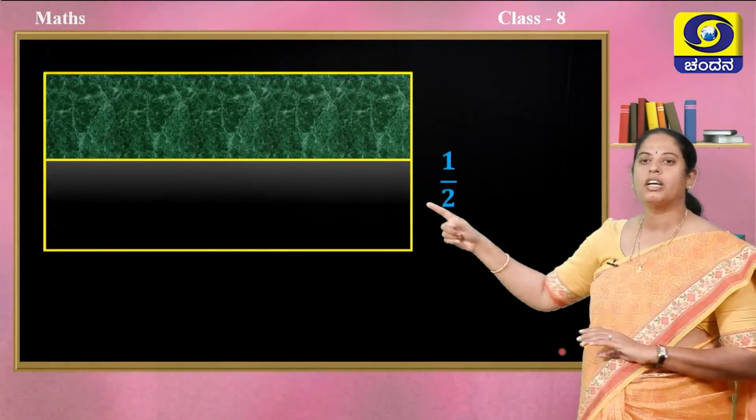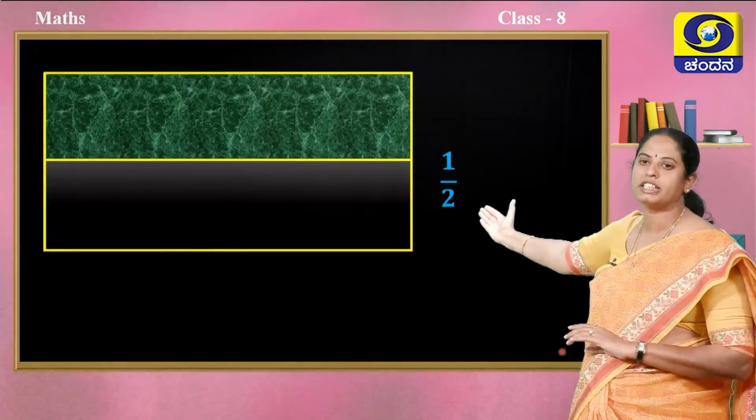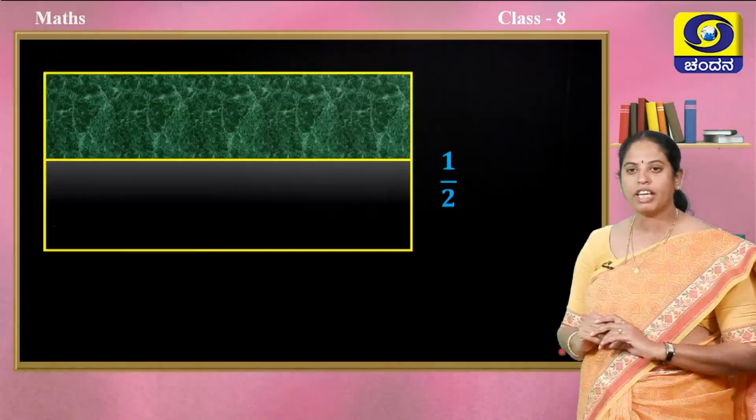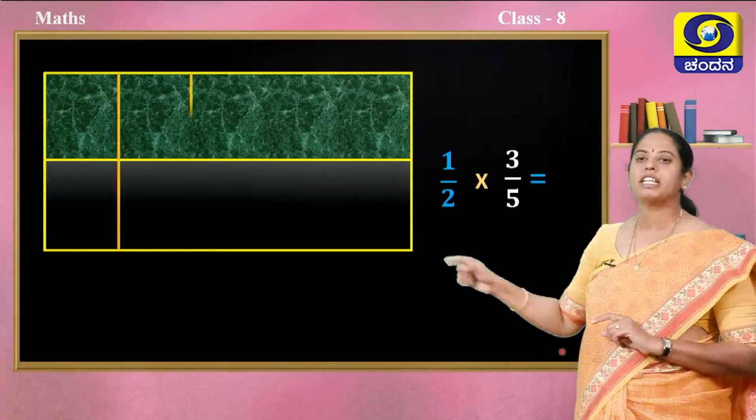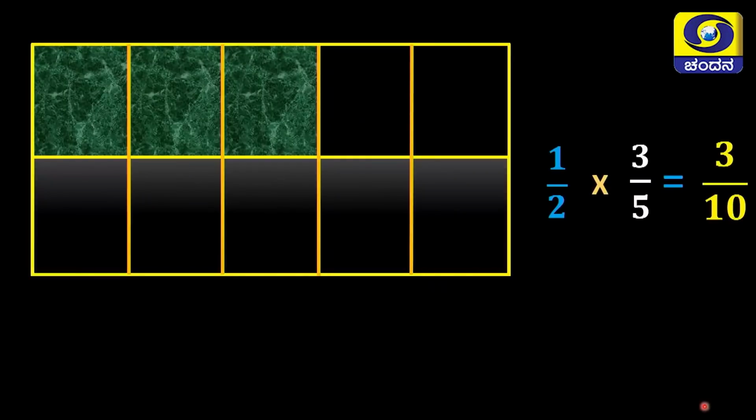Now, first I am taking half. The whole part is divided into 2 equal parts and 1 part is shaded. It is 1/2. What am I doing now? Now I am taking 3/5 of 1/2. 3/5 of 1/2 is nothing but 3/10.